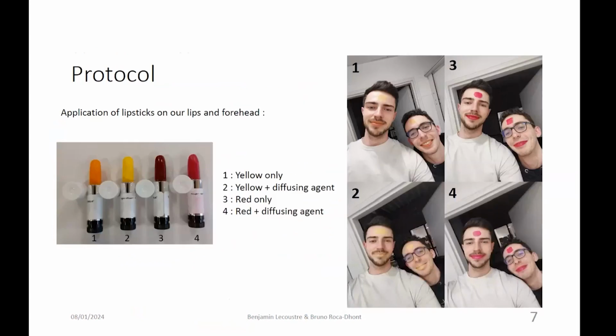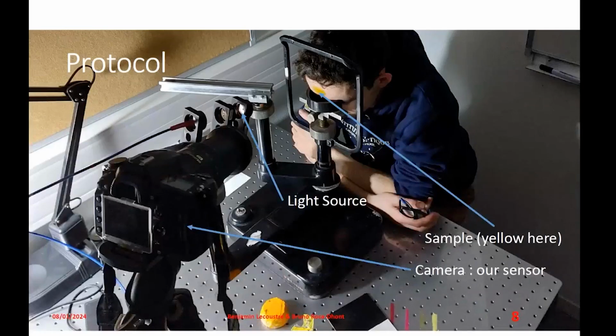To do our measurements, we applied some lipstick on our lips and foreheads to see if there was a difference between different human tissues. So here is our experiment. We can see the light source, which produces a point of light on the sample, which in that case is my forehead with some yellow lipstick on it. Then we use the camera to take 3 pictures of the same sample.